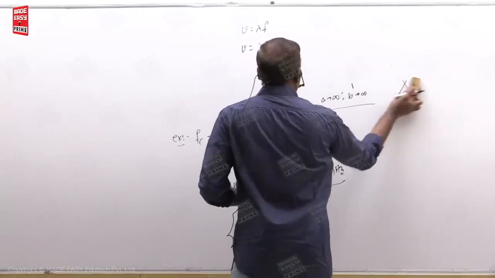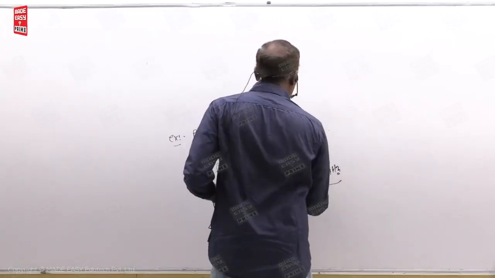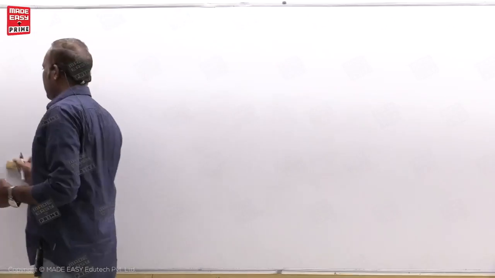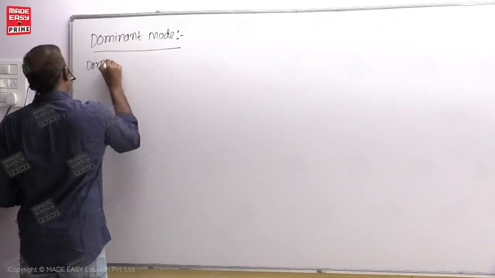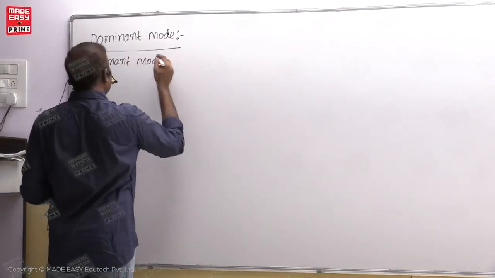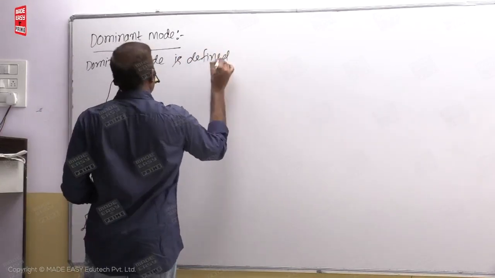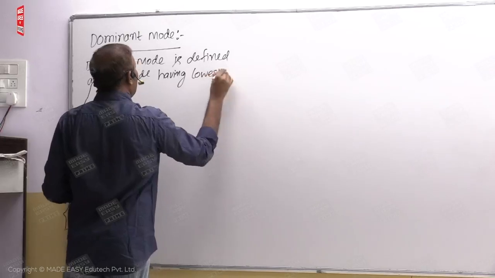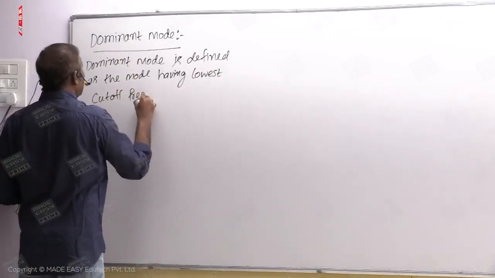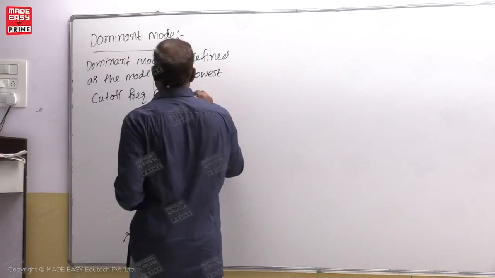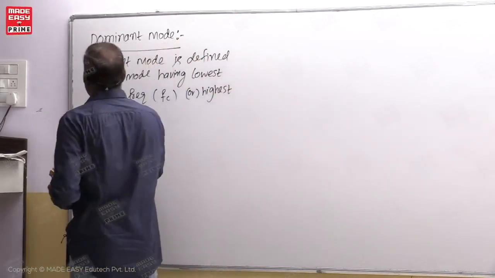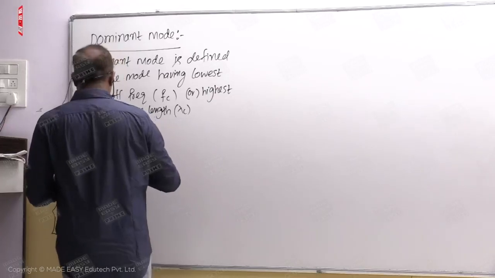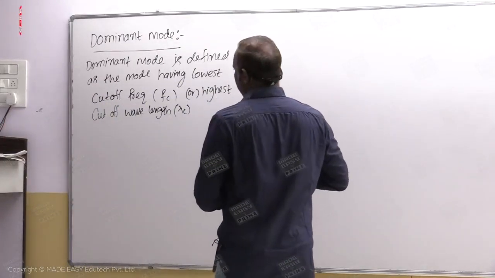So dear students, dominant mode means the mode having lowest cutoff frequency and highest cutoff wavelength. Dominant mode is defined as the mode having lowest cutoff frequency, that means Fc, or highest cutoff wavelength. Cutoff wavelength means lambda c. Okay, so that is the definition.